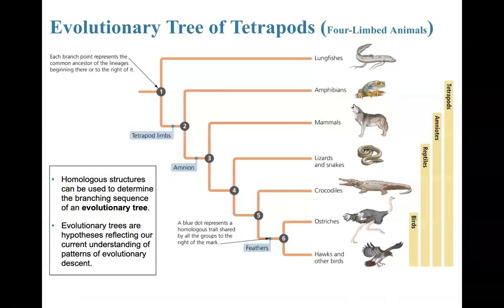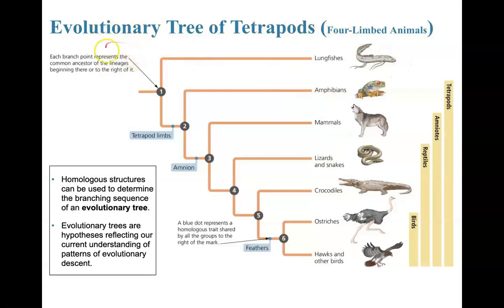I want to end this lecture with evolutionary trees. I've already introduced you to an evolutionary tree. Here's a beautiful example, and really getting down to how we can dissect evolutionary trees. I'm showing you four-limbed animals here in this evolutionary tree. So we're reading from left to right in this evolutionary tree.